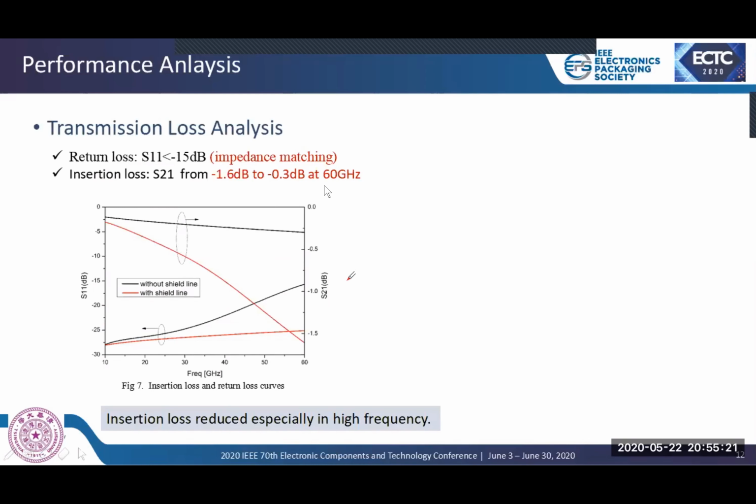Then let's see the insertion loss from the right ordinate. It's shown that the value of insertion loss decreased from -1.6 dB to -0.3 dB at 60 GHz. This indicates the coplanar waveguide with shield line is less lossy than the coplanar waveguide without shield line. Especially, such improvement is more obvious at high frequency.